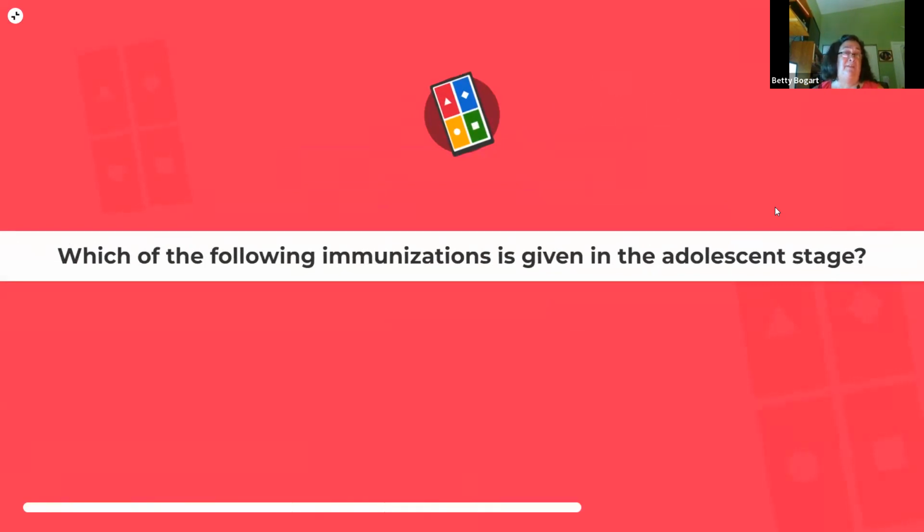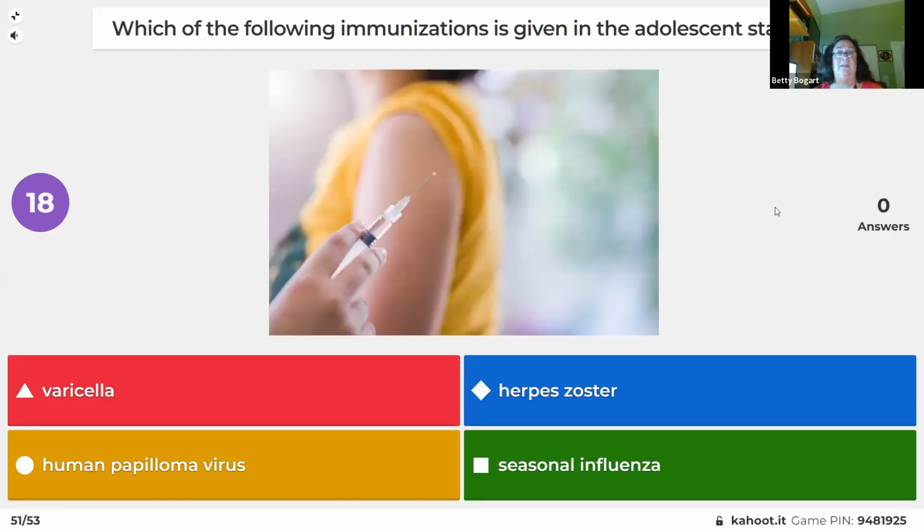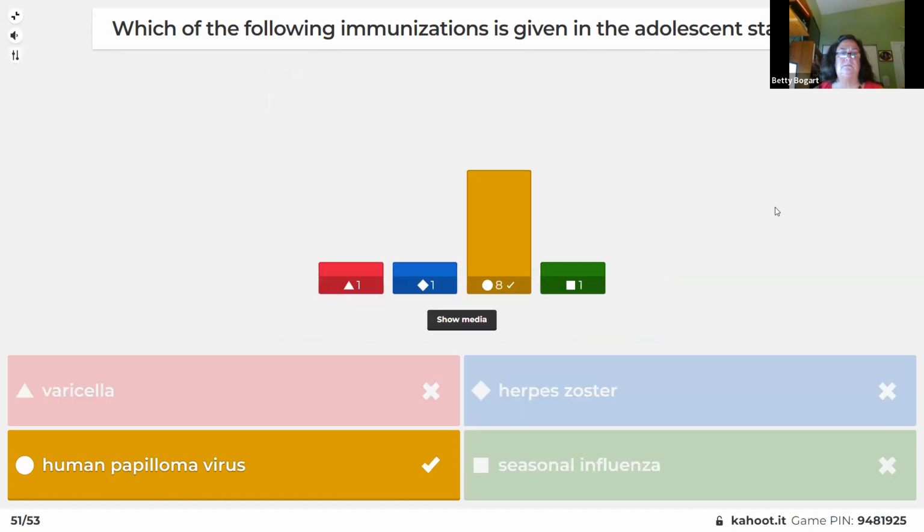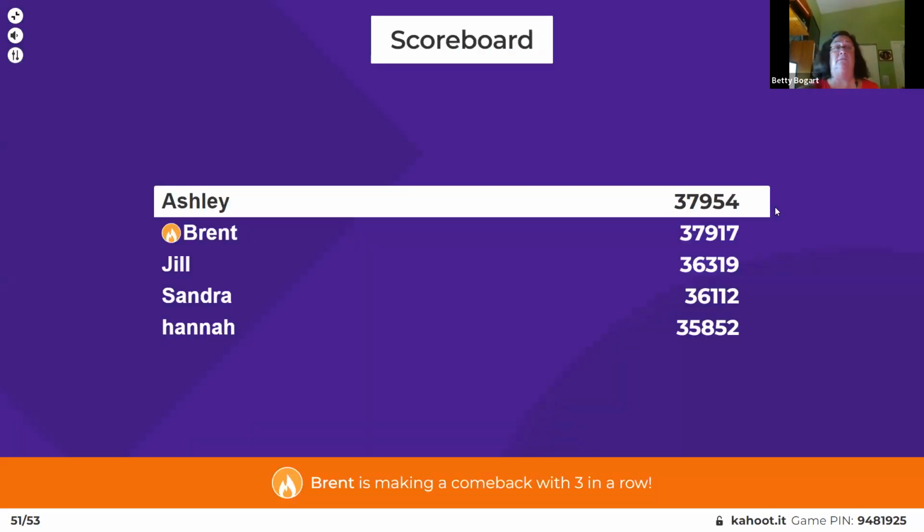Which of the following immunizations is given in the adolescent stage? So when you talk about immunizations, you talk adolescents, it's the HPV virus. We're going to be given that so we can prevent. Are we going to give varicella? That's with a kid. And herpes zoster? There's a vaccination now. There's a shingles vaccine.